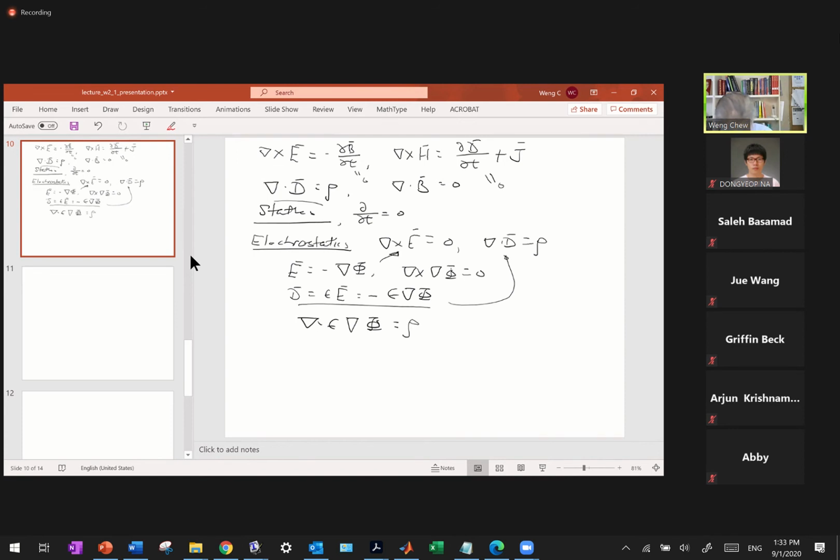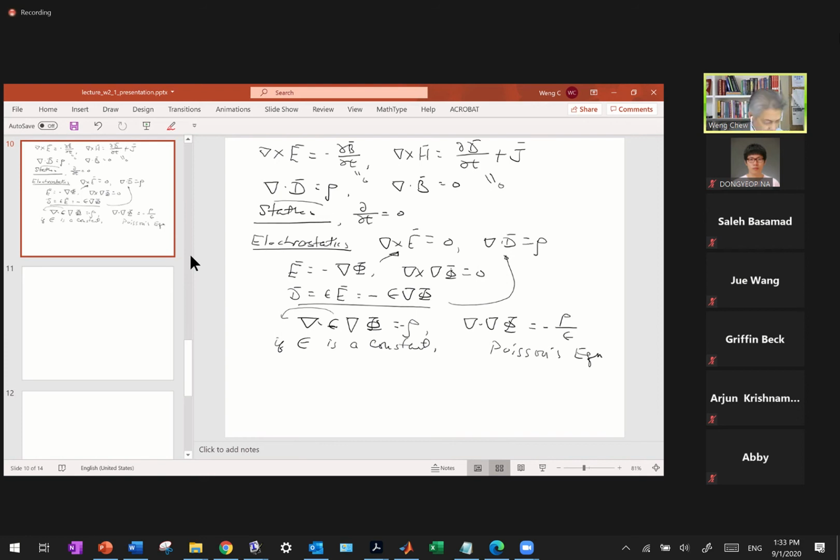Okay, this equation usually can be solvable if epsilon is a constant. Then you can take the epsilon outside, and this equation becomes divergence of gradient of phi is equal to minus rho over epsilon. Okay, so there's a minus sign that I was missing here. So this is called Poisson's equation.